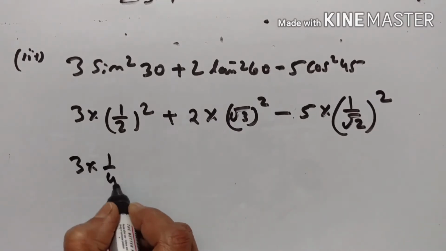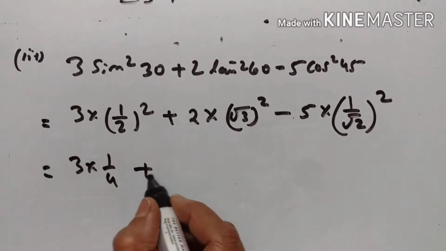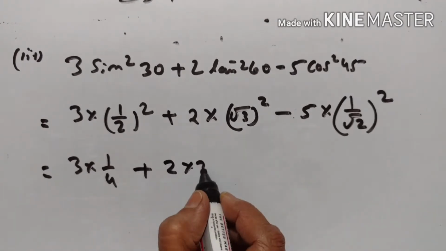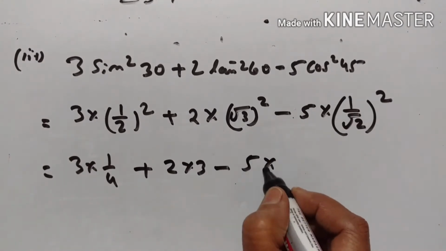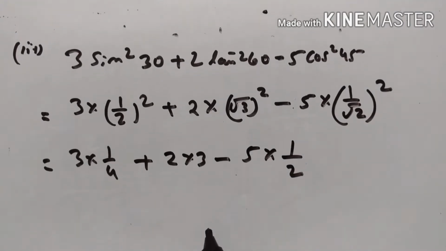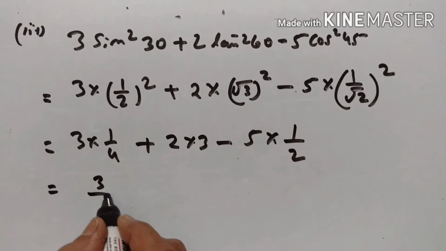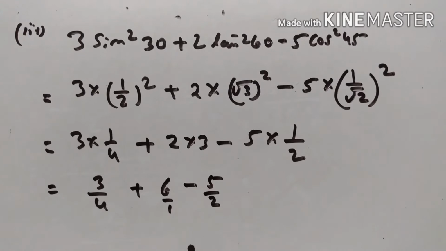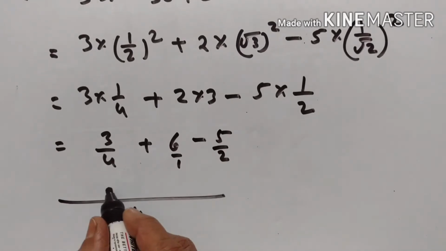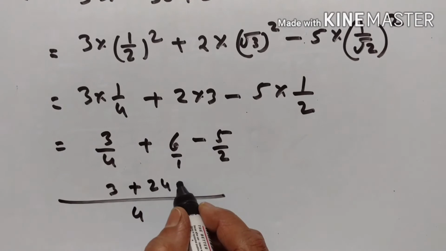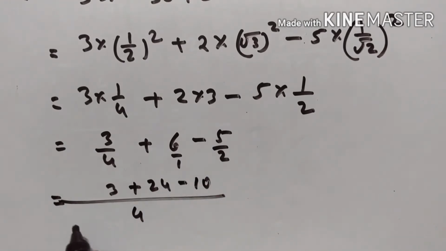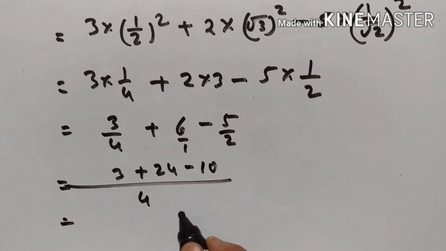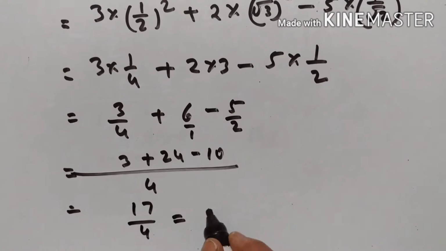3 into 1 upon 4 plus 2 into 3 minus 5 into 1 upon 2. This is equal to 3 upon 4 plus 6 minus 5 upon 2. LCM is equal to 4. 3 plus 24 minus 10. 17 upon 4. 17 upon 4 is equal to what? 4 4s are 16, 1 remains. 4 1 upon 4.